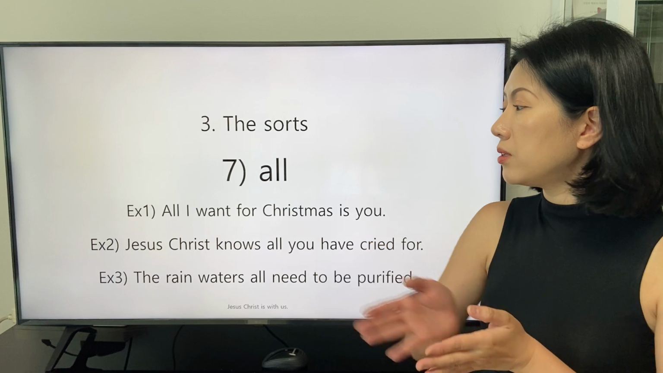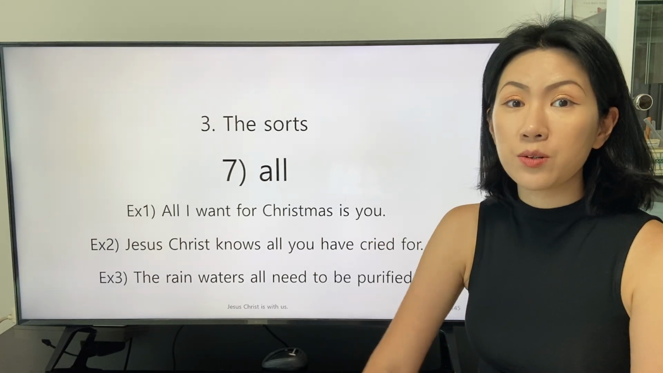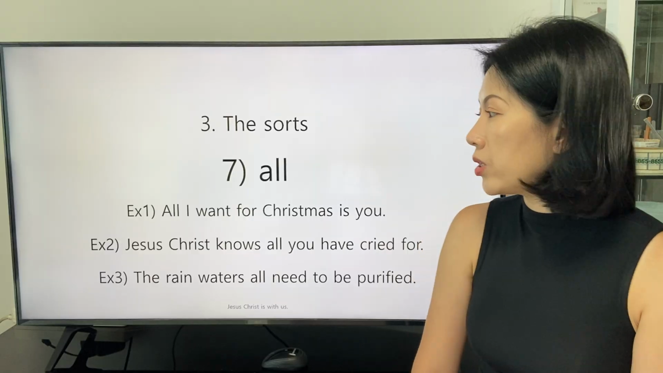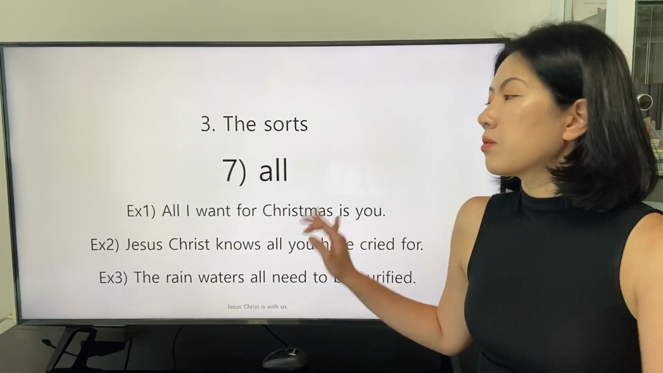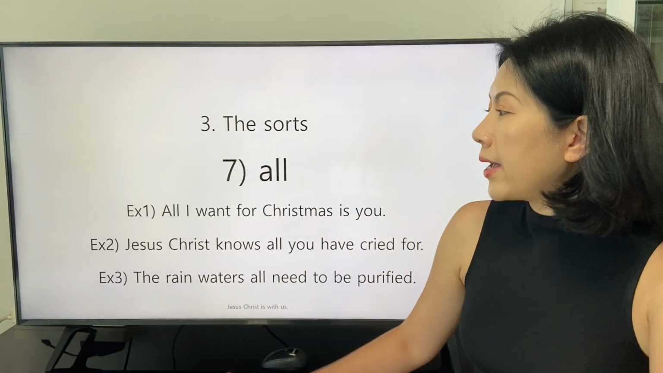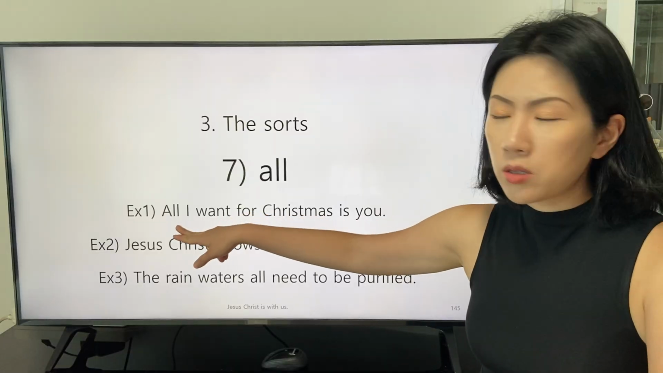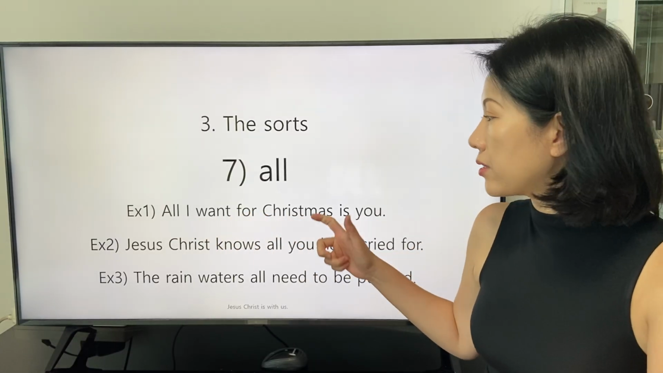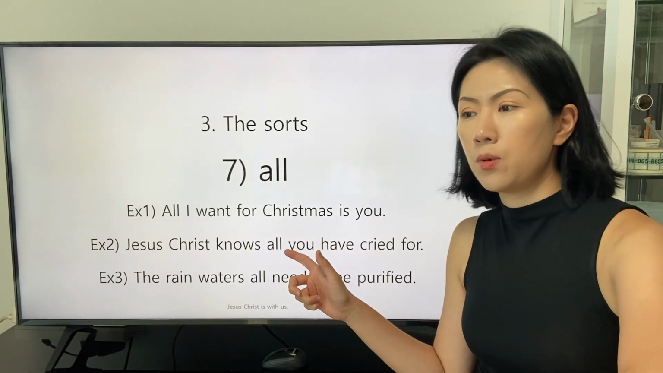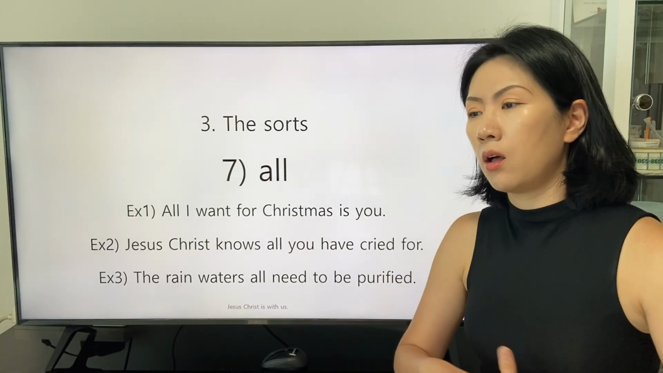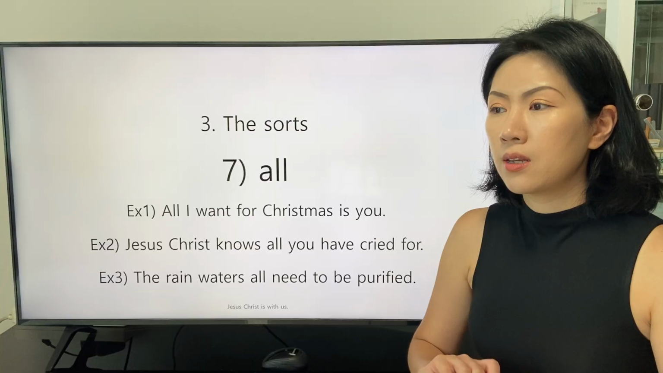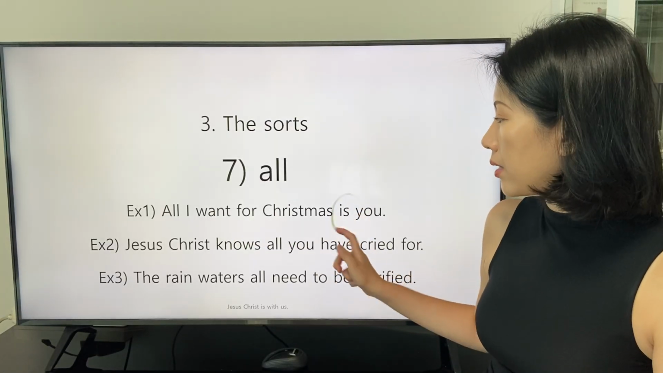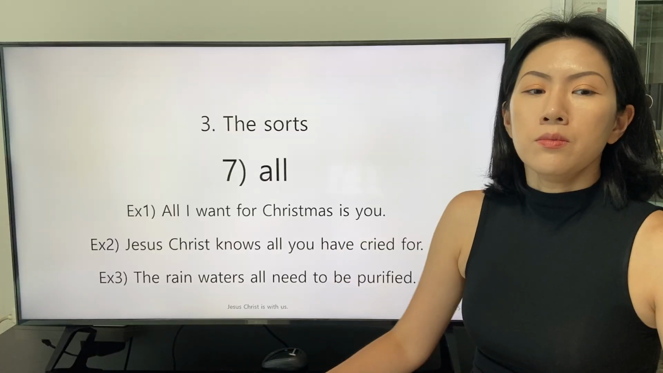The first example is very familiar to us. All I want for Christmas is you. In this sentence, the speaker applies the subordinate clause, all I want for Christmas, as the subject of the main clause, while letting it be described by the be verb is.